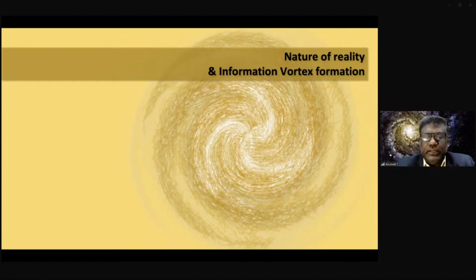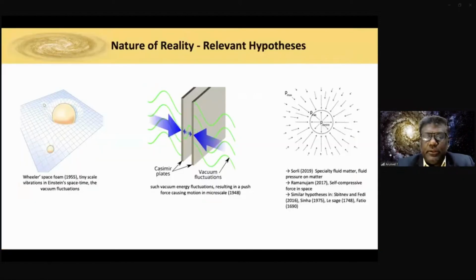In this section, first we list down some of the relevant hypotheses that could be useful before we step into our hypothesis. So the first one is Wheeler's space foam, tiny scale vibrations in Einstein spacetime, reflecting as the vacuum energy fluctuations. The second one is the Casimir effect, such vacuum energy fluctuations resulting in a push force causing a motion in a microscale. And in the same lines, Dr. Sorley, Dr. Ramanujam, and many others, such as Dr.